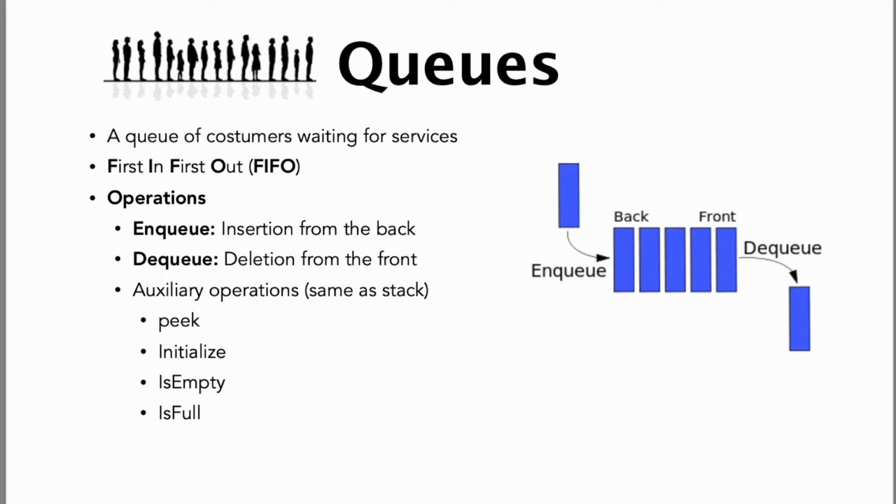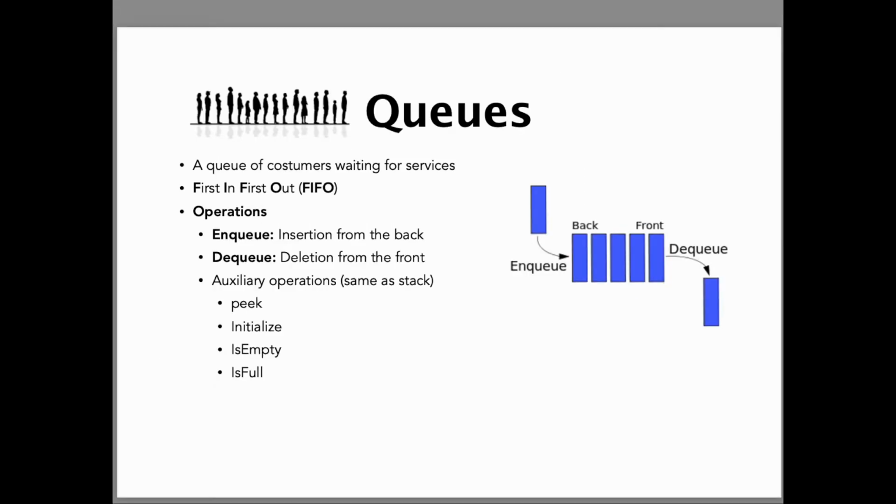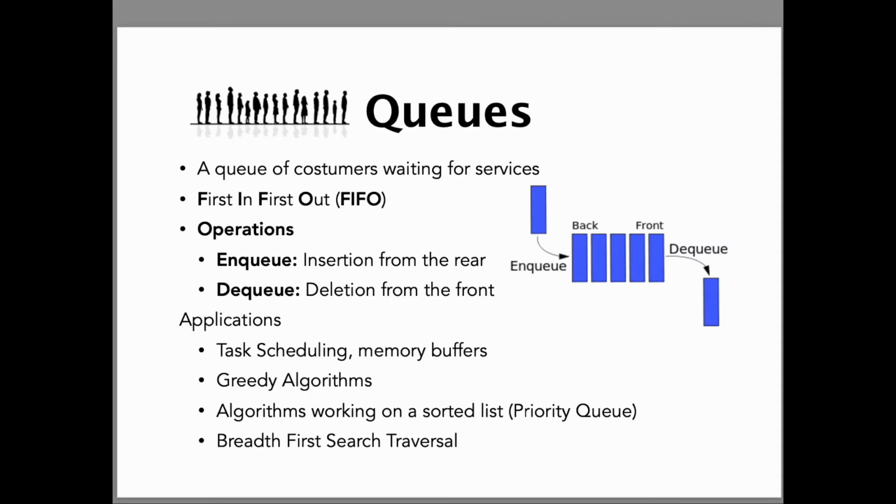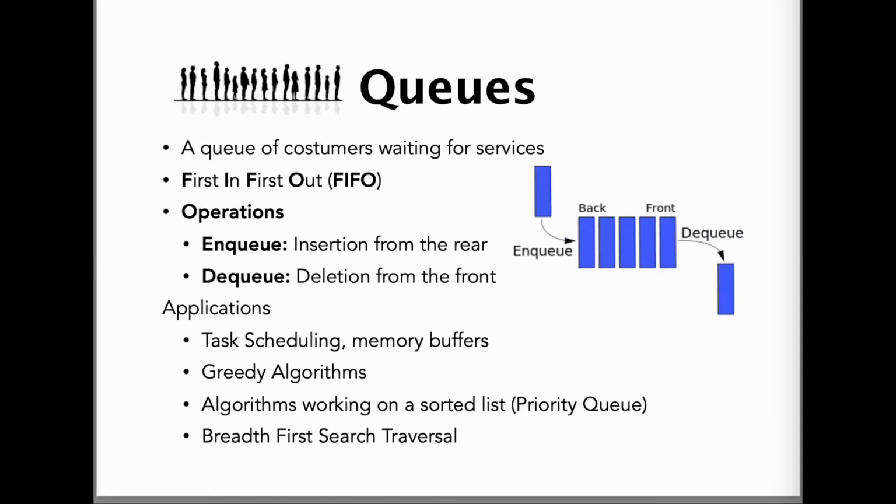For the peek, we can get access to the element in the front, but we don't need to delete it. Okay, so queues are applicable to operations where the order matters. For instance, queues can be used for task scheduling. We can also use queues for managing data in transit from one type of storage to another through memory buffers. And queues can be used by greedy algorithms.